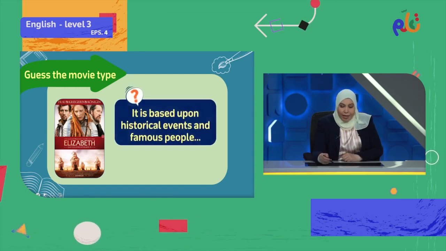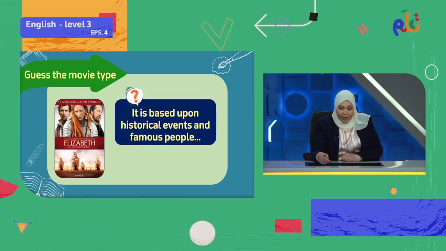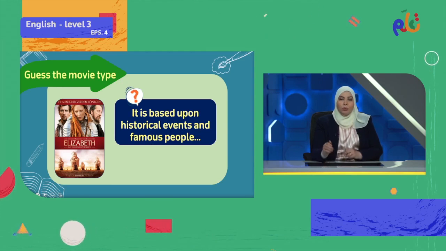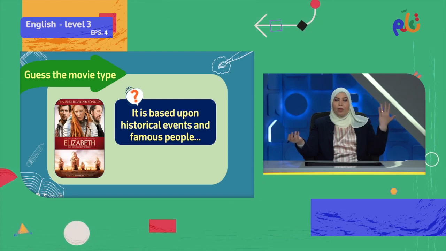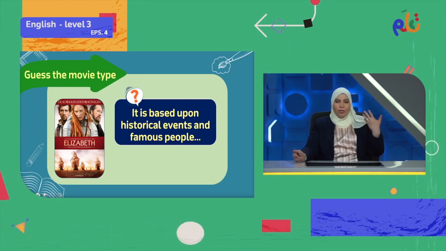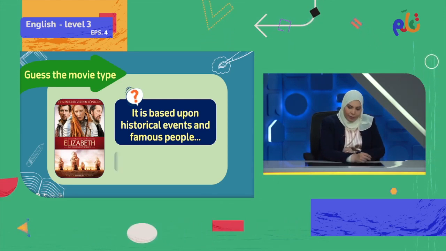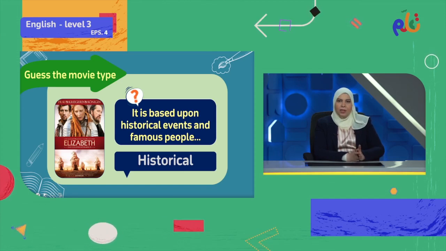Let's read. It's based upon historical events and famous people. We're talking about the history. Great leaders, famous people who existed back in the history. So we call this, yes, historical film. Historical film. Okay, بكده نبقى اتكلمنا على التايبس اوف فيلمز واتكلمنا على examples للكلام ده وشفنا البوسترز وعرفنا ازاي نعمل guessing من البوستر the type of film is.